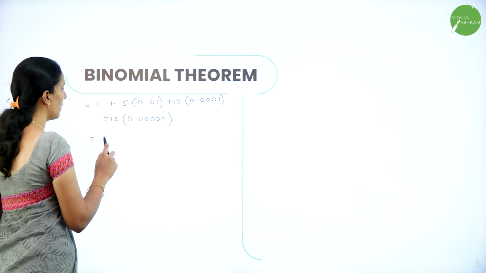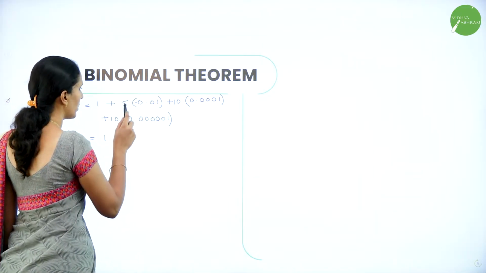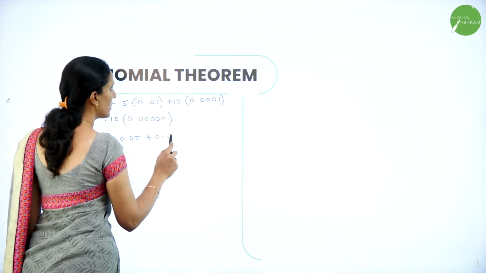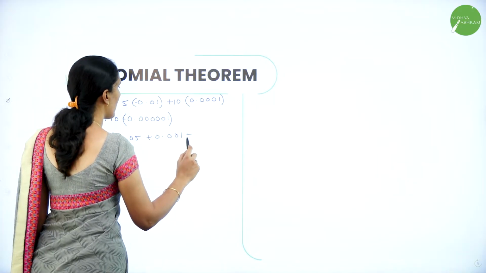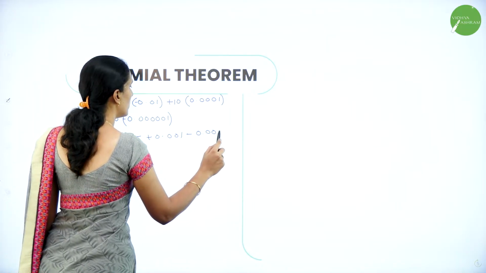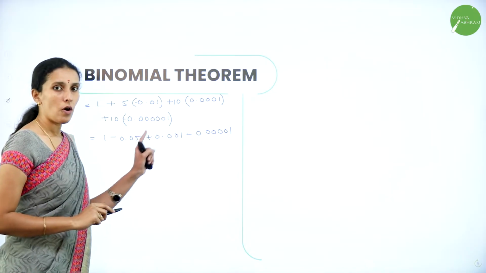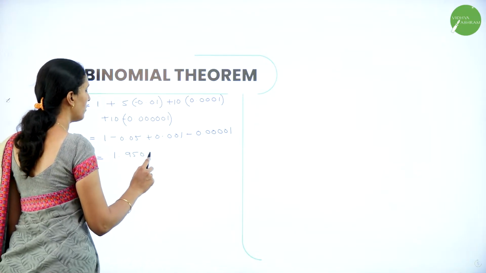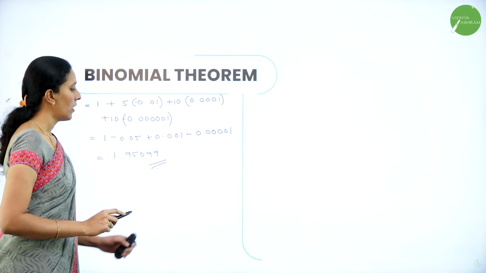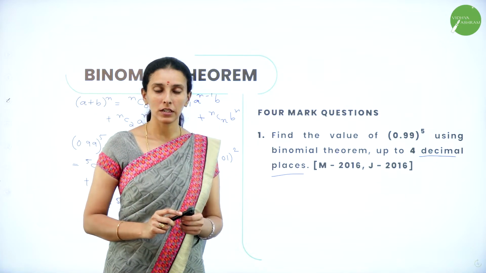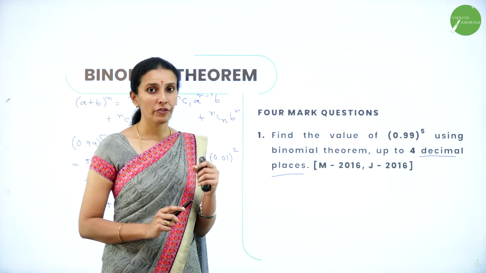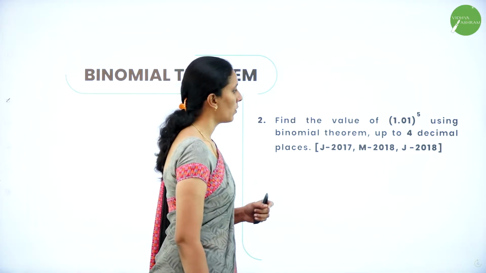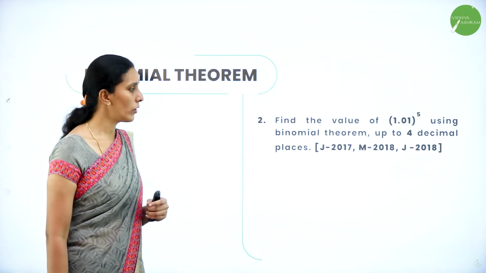Now let us multiply 1. Here it becomes minus, so here also minus 0.05. Next this becomes 0.001. Next this becomes minus 0.00001. So on finding the value of this, we will get the value as 1.95099. So this is the value of the given expansion of the term 0.99 whole power 5 up to 5 decimal places. Next question. Find the value of 1.01 whole power 5 using binomial theorem up to 4 decimal places.